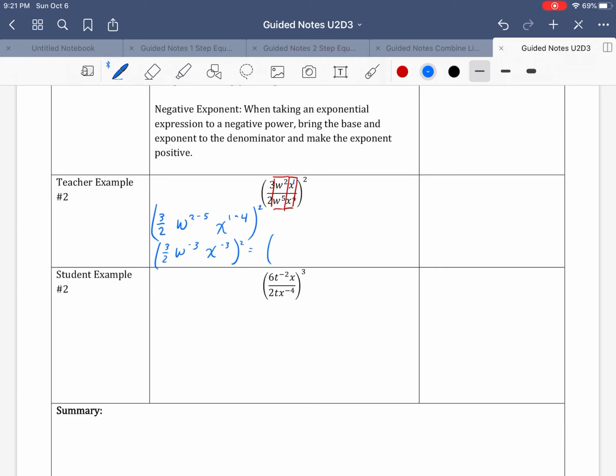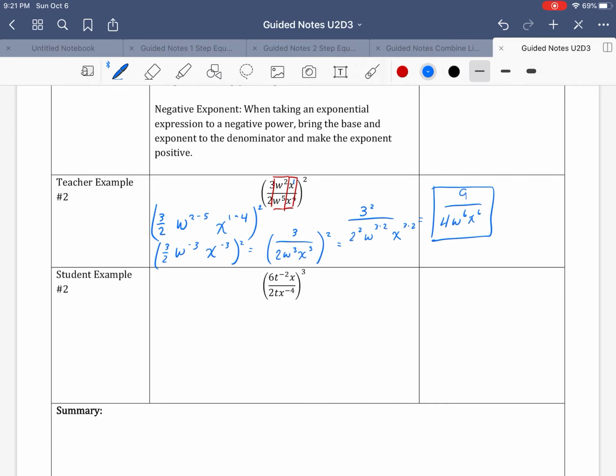And so my negative exponents I'm going to bring down now. At this point, I'm going to be applying my power rule. So it's going to be 3 squared over 2 squared, w to the 3 times 2, x to the 3 times 2, which will leave me with 9 over 4, w to the 6, x to the 6th. And that's my final answer.